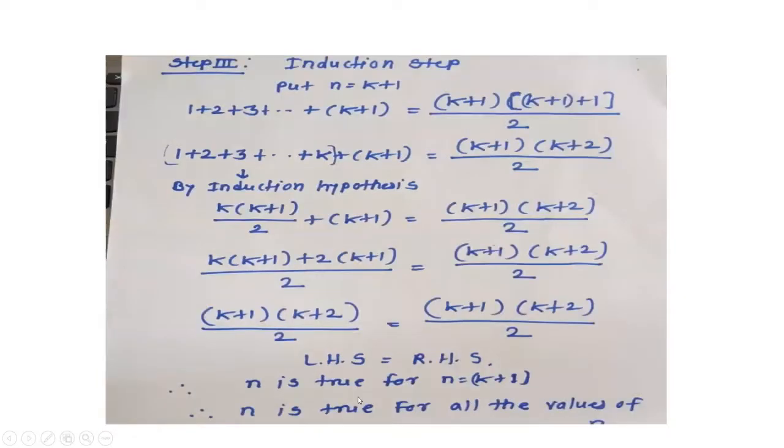Next, third step is induction step. Here we have to prove that S of k plus 1 is true. So put n is equal to k plus 1. So 1 plus 2 plus 3 plus up to k plus 1 is equal to, instead of n, put k plus 1, and n plus 1 becomes k plus 2. So k plus 1 into k plus 2 divided by 2.